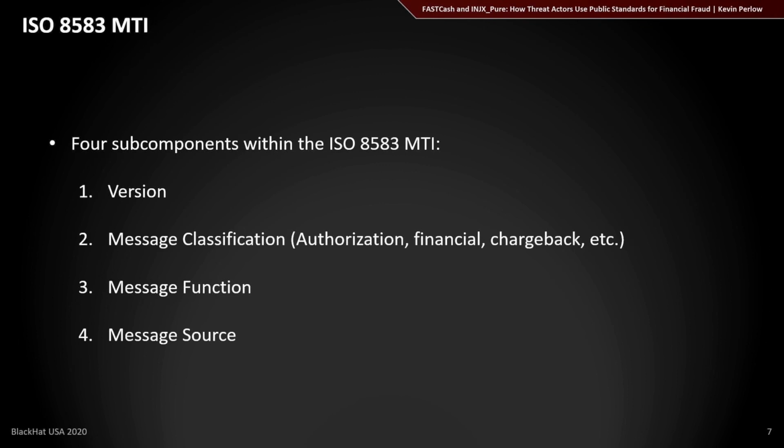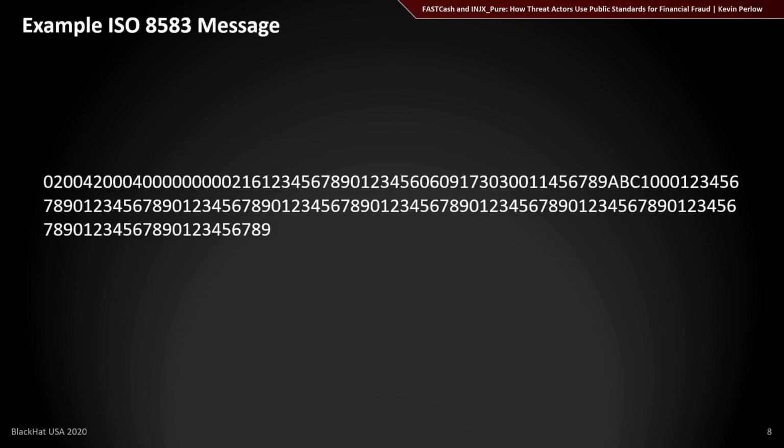I do need to break down the message type identifier just a little bit further. There are 4 parts to this. There is a version, which is the first digit. There is a message classification, a message function, and then finally the source of the message. Where did the message originate from, the bank or the ATM or some other entity?